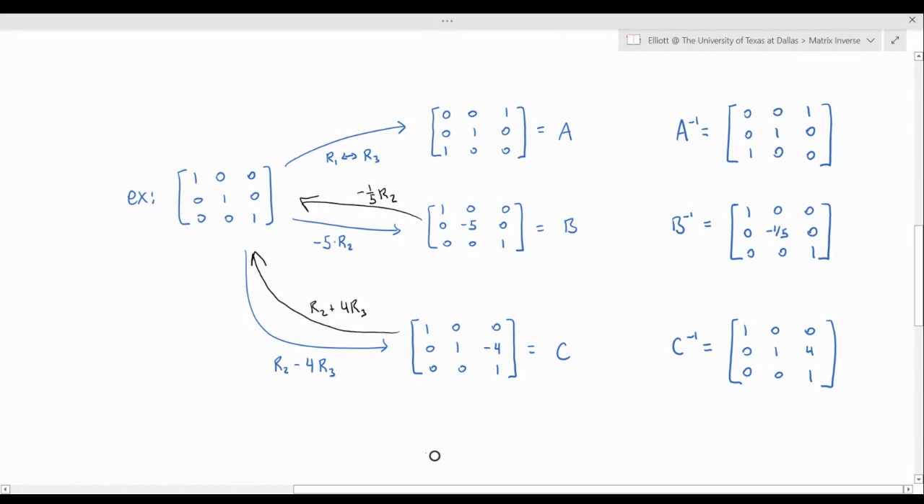Wait, so for the first example with A, when you're swapping it back, it just remains the same as what you're saying, like for the identity? Yes. So in order to undo row 1 swap row 3, you have to do that row operation again. But you don't get the inverse matrix by doing the row swap to A. You get the inverse by doing the row swap to the identity. So whatever the inverse row operation is, you perform that on the identity in order to get the inverse matrix. Okay, got it. Okay, all right.